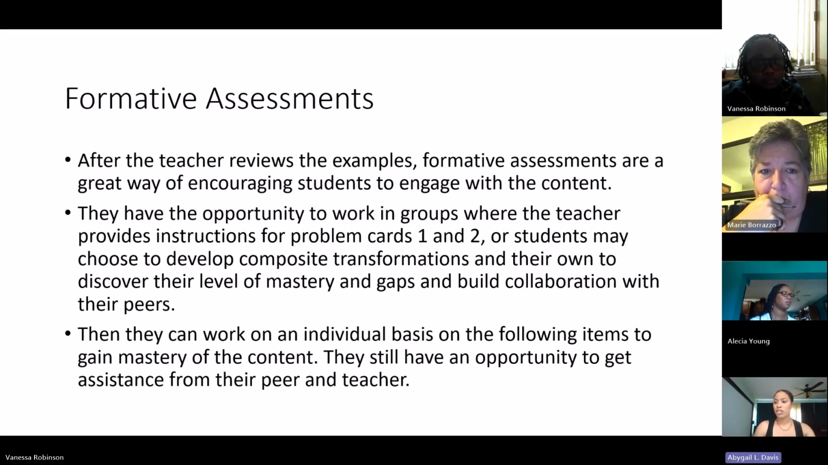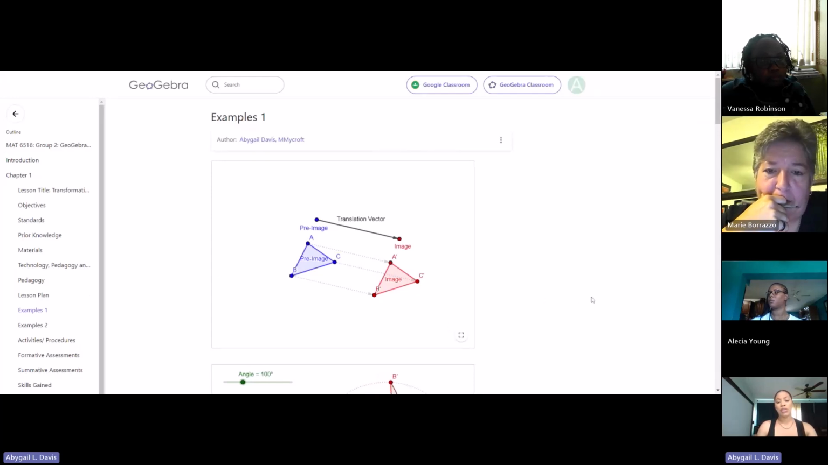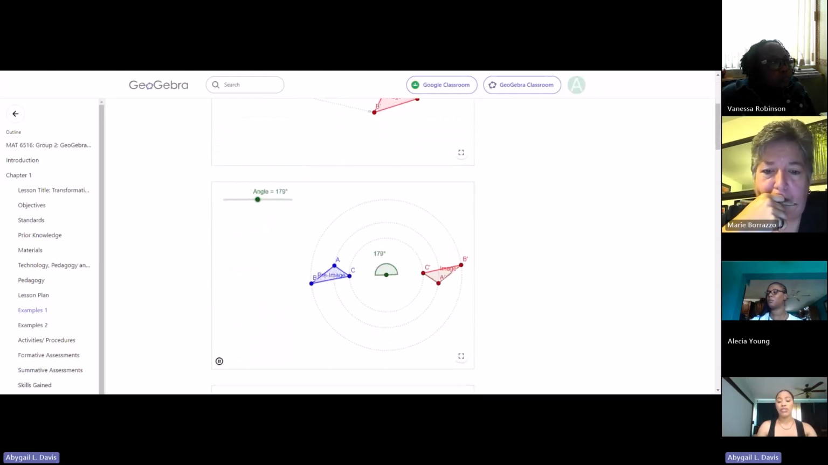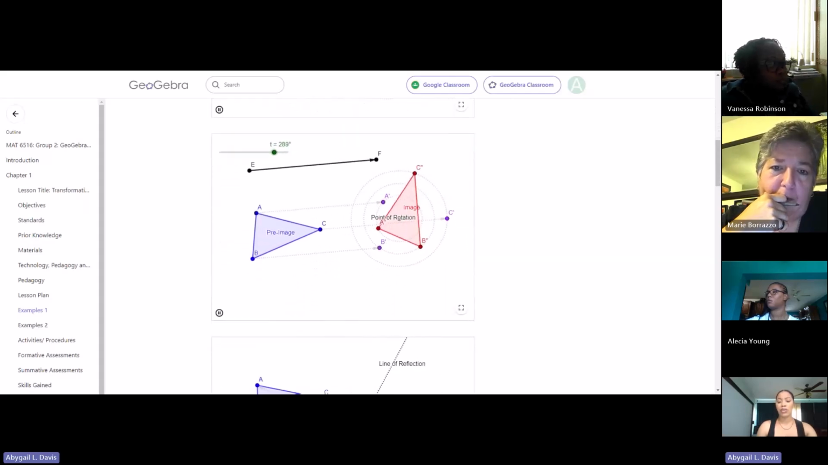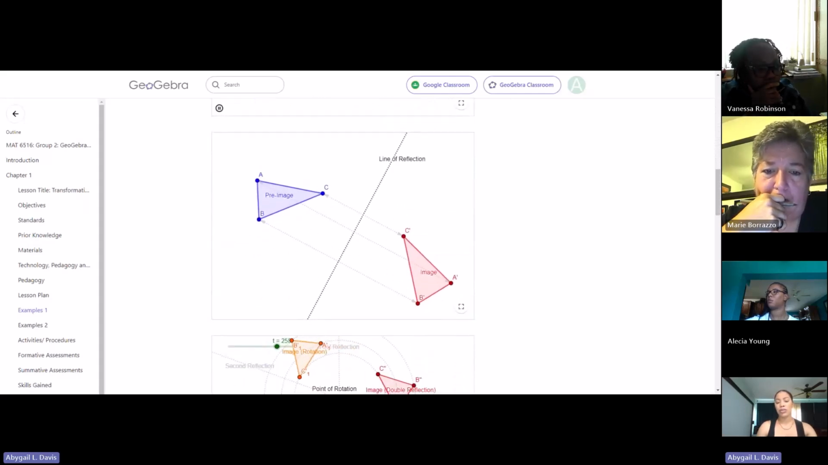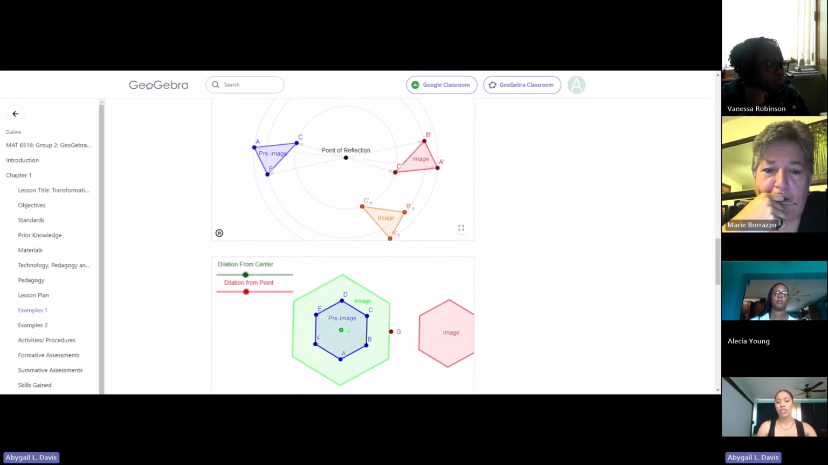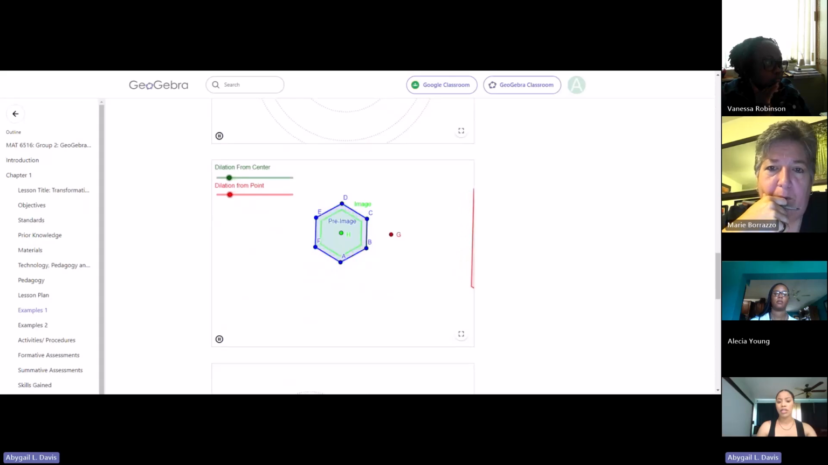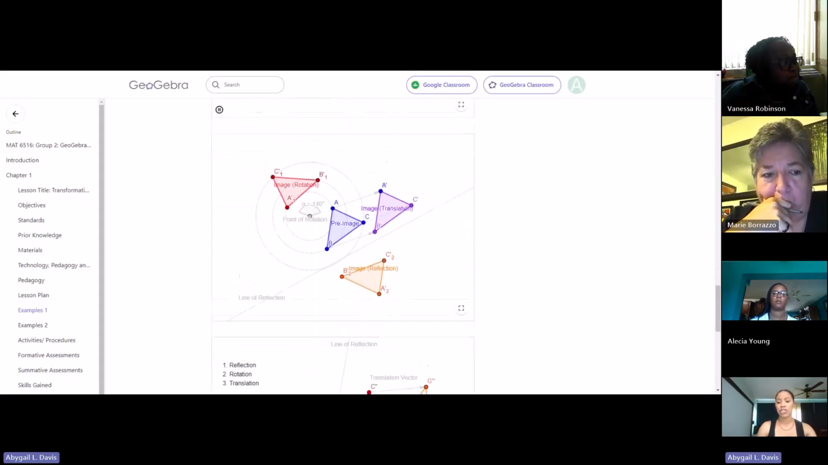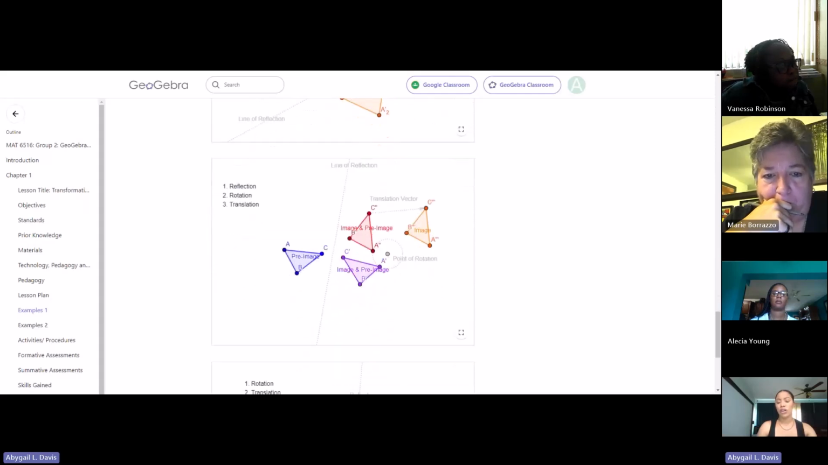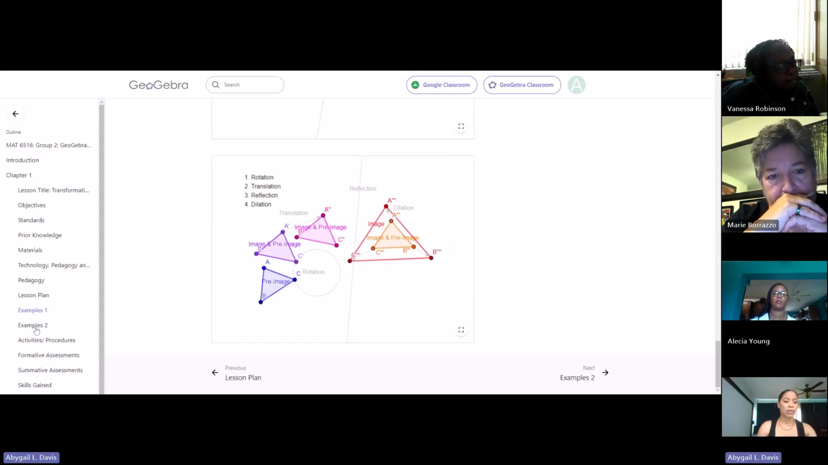From the GeoGebra book, we have a page called Examples 1, which gives the student a really good visual on what the different types of transformations are, and also the combination of transformations. So not just one, but sometimes two. It could be a rotation and translation, it could be a reflection and translation. They have a visual on what these would look like and are able to see exactly what they would be practicing.